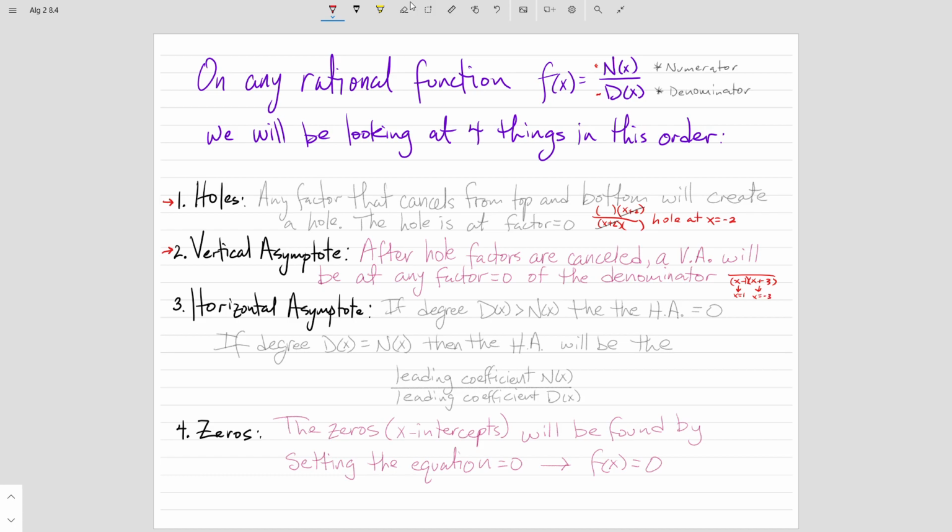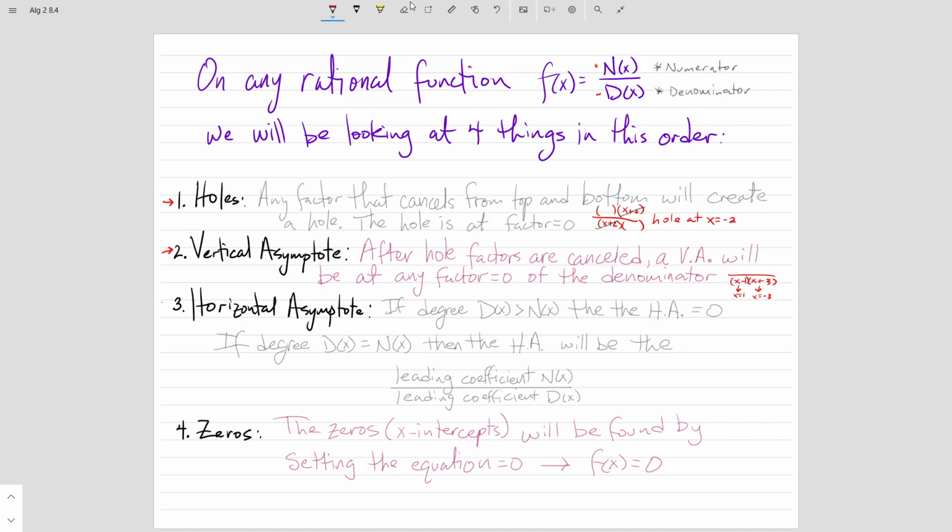Now this is exactly why you had to look for holes first, because a hole is only a factor that cancels from top and bottom. Vertical asymptote, you only look at the bottom. So if you don't try to cancel any factors before you look for vertical asymptotes, you might accidentally mistake a hole as a vertical asymptote, when in fact the hole should cancel out.